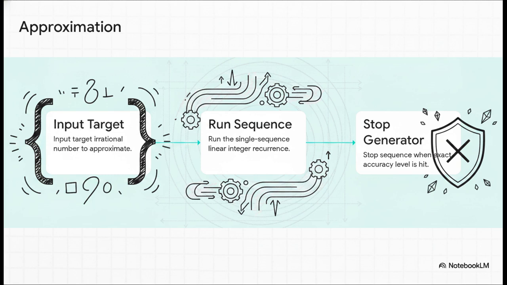Step 2. Run that single-sequence linear integer recurrence. By creating a ratio of just the current step against the previous step, it generates an unbelievably accurate approximation. And step 3. You just stop the sequence generator the second that exact accuracy level is hit. That's it. No decimals, no FPU gambler, just bit-perfect integer logic tunneling straight past the EVM's limitations.